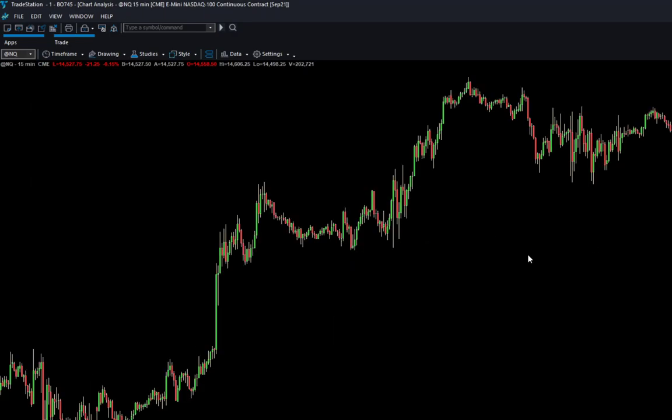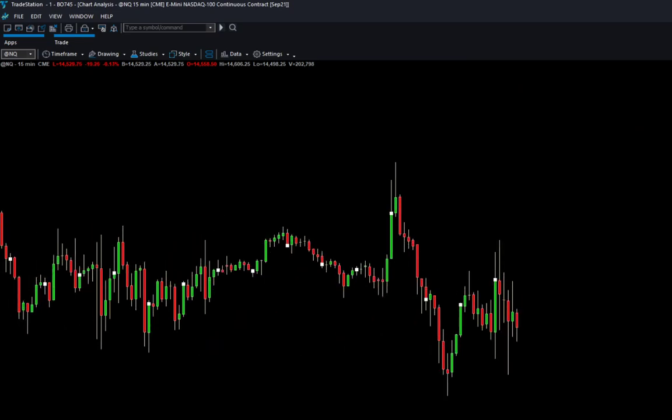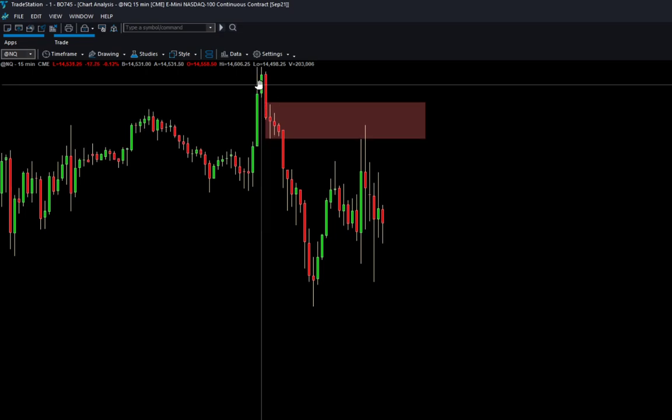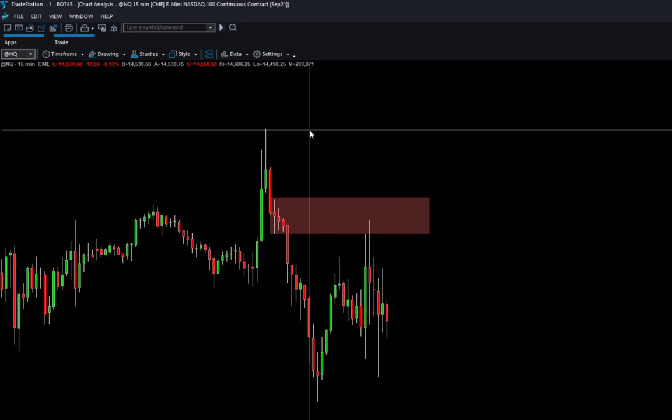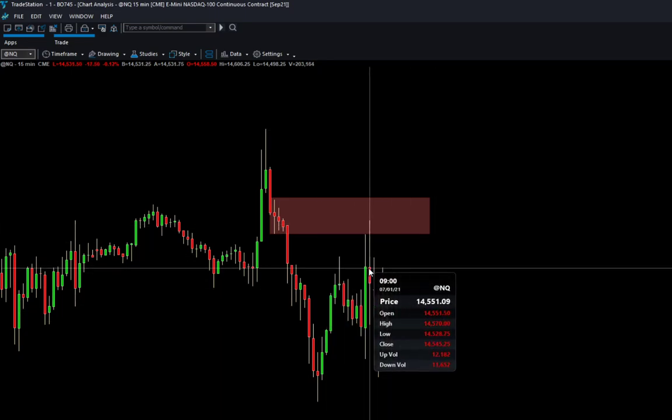Okay, so we want to go to the 15 minute. You see the zone, obviously. Of course you see the zone. Yeah, it's a beauty. Protecting free space. I mean, protecting an all-time high up here. That's an all-time high. Right off the open, it goes up.